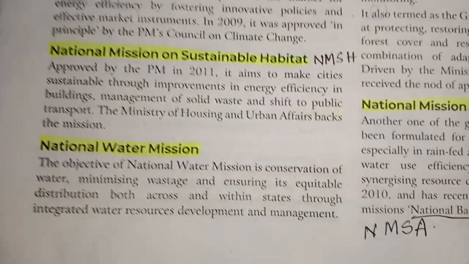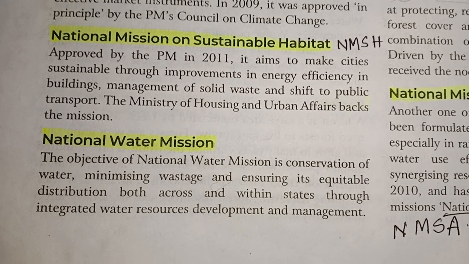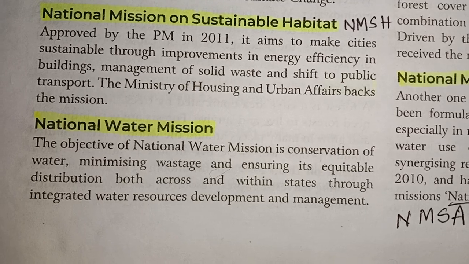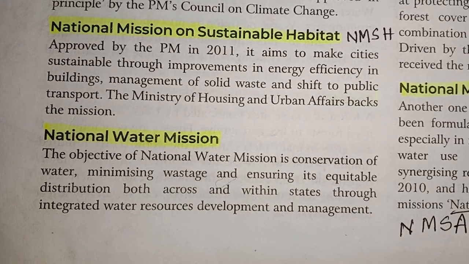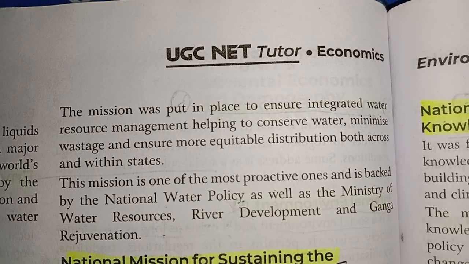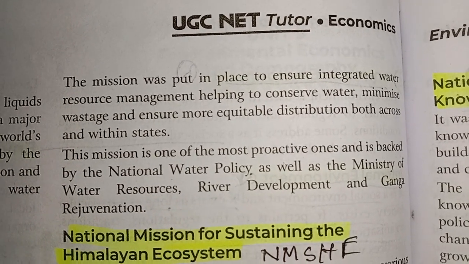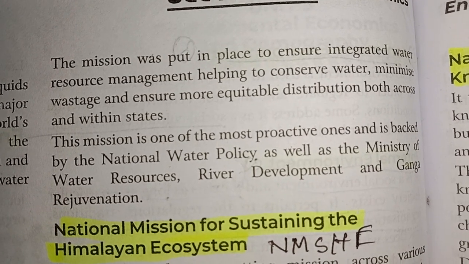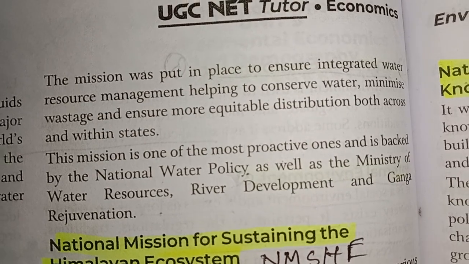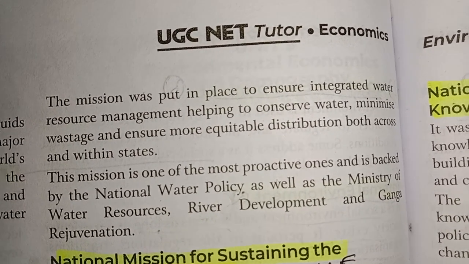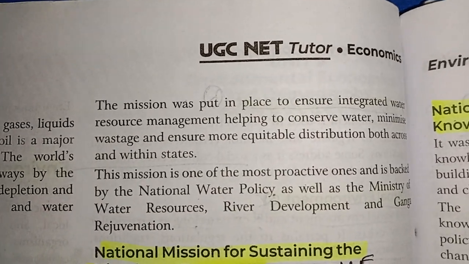National Water Mission. The objective of the National Water Mission is conservation of water, minimizing wastage, and ensuring its equitable distribution both across and within states through integrated water resources development and management. The mission was put in place to ensure integrated water resource management, helping to conserve water, minimize wastage, and ensure more equitable distribution both across and within states. This mission is one of the most proactive ones and is backed by the National Water Policy as well as the Ministry of Water Resources, River Development, and Ganga Rejuvenation.